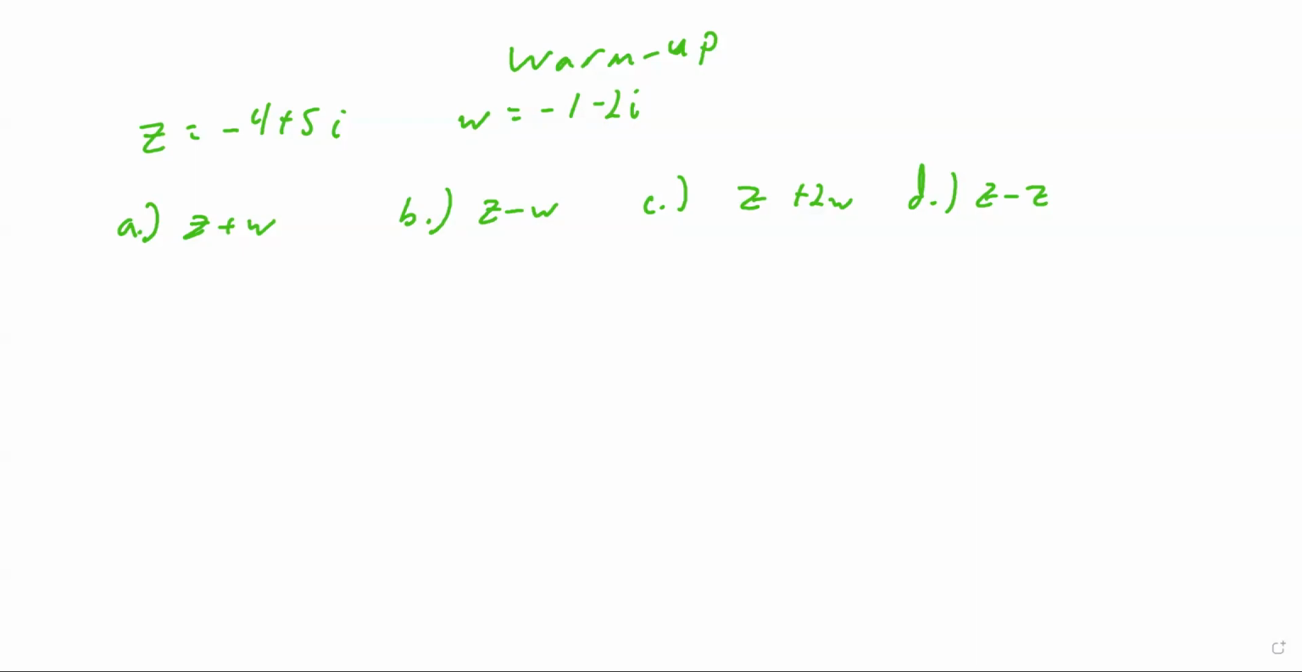All right, here we go. So if z is equal to -4 plus 5i and w is equal to -1 minus 2i, when I do z plus w, I'm literally just going to do -4 plus 5i plus -1 minus 2i. And when I do that, how do I add complex numbers? Just combine like terms. Very good.